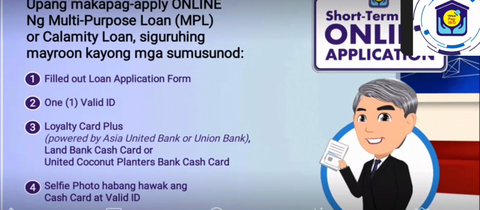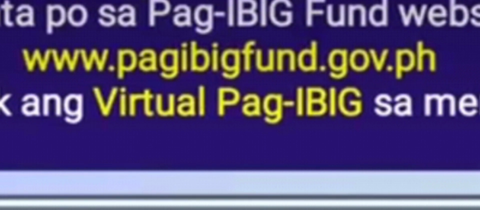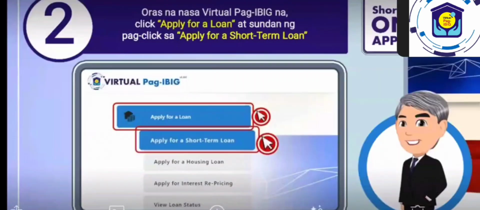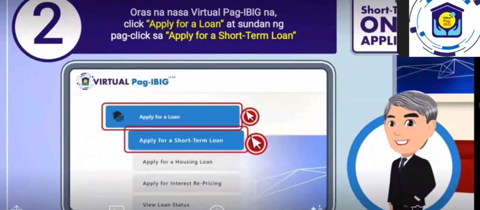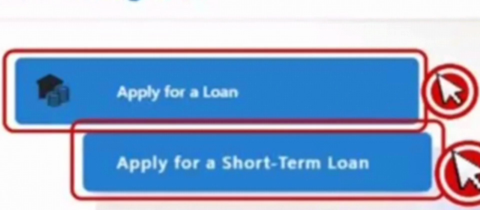These are the guides. Go to the website of the Pag-IBIG Fund at www.pagibigfund.gov.ph and click Virtual Pag-IBIG in the menu bar. Secondly, after clicking Virtual Pag-IBIG, it will appear like this. Click Apply Loan and next click Apply Short-Term Loan.